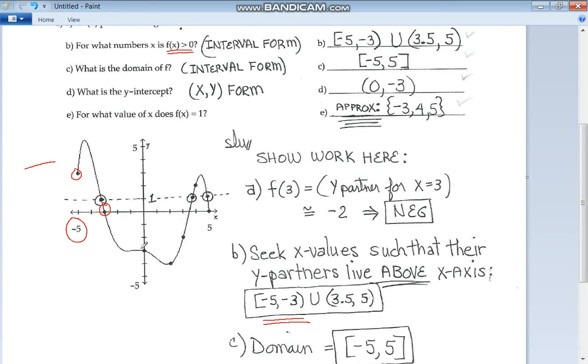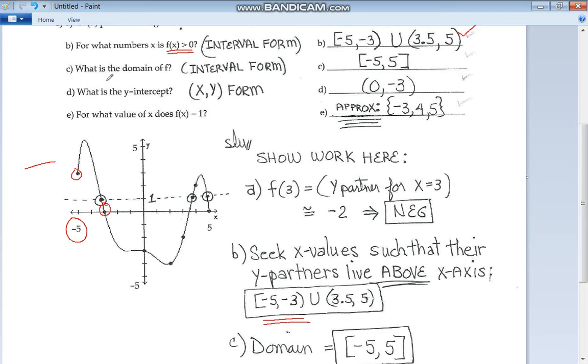And we continue through the graph. These are all below the x-axis. We start being above the x-axis soon after we reach 1, 2, 3, approximately 3.5. At 3.5, we start having points above the x-axis, and that continues all the way to 5. So it doesn't actually include 3.5 because that's on the x-axis. It doesn't actually include 5 because that point is on the x-axis. So we put round brackets from 3.5 to 5, and that explains this answer.